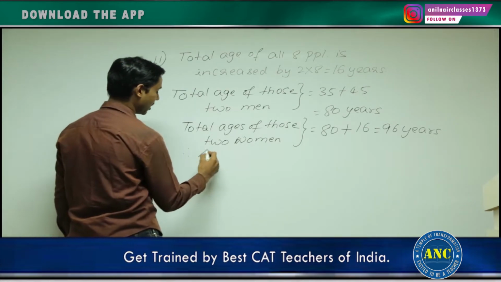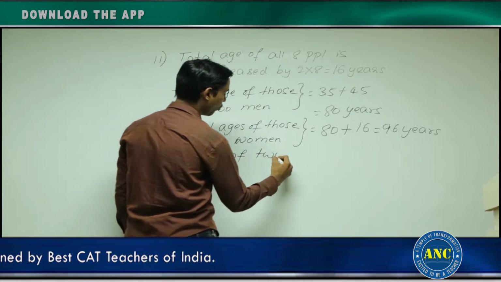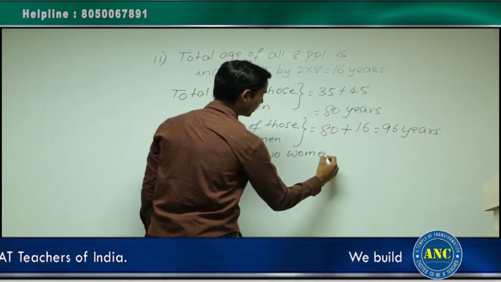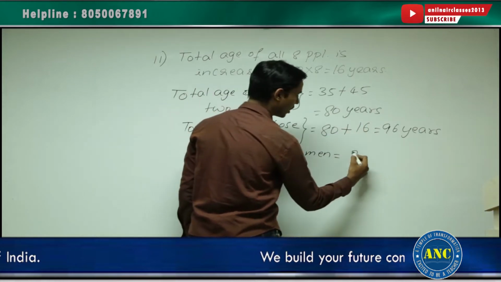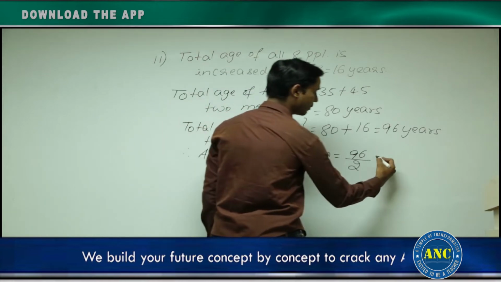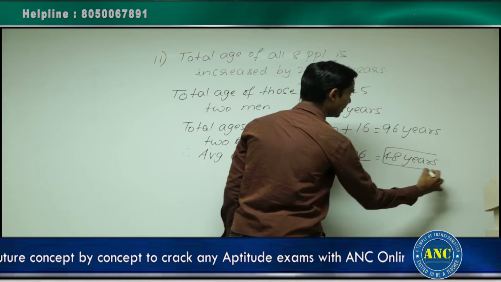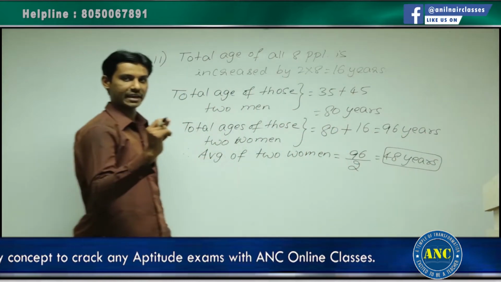Therefore, average is nothing but sum of the quantities by number of quantities. Average of 2 women is given by sum of the quantities. Sum of 2 women is nothing but total sum, 96, divided by 2 women. 96 by 2. It is 48 years. Answer for this question is 48 years. Clear with the approach? Again I repeat.